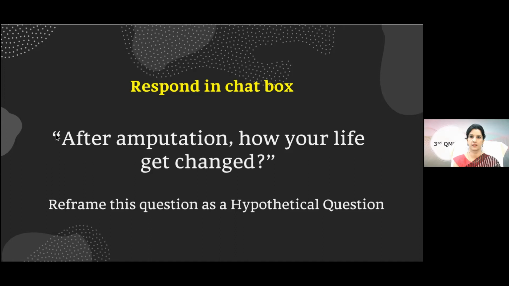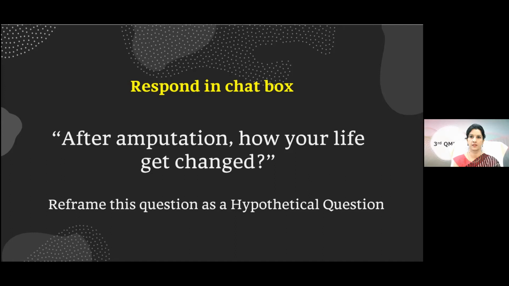So yes, how can you differentiate between your present and past? Does your quality of life worsen after amputation? Do you think people who are fully able lead a better life than you? Yes, that's a good question. Veena is also writing, if you had not been amputated, what all things you may do in your life.